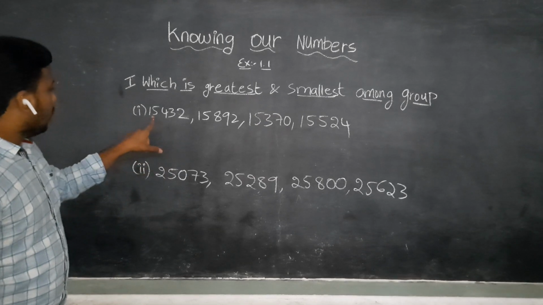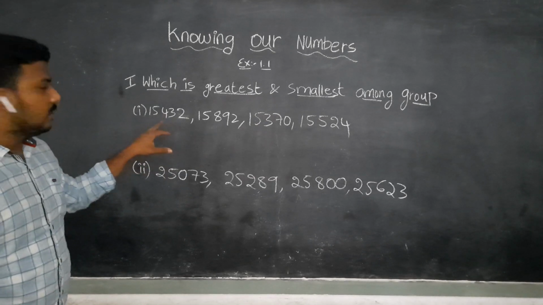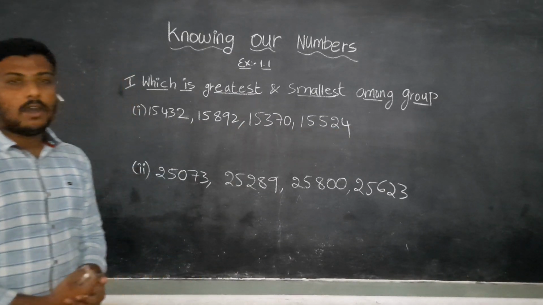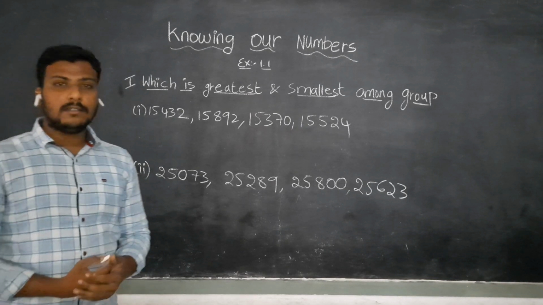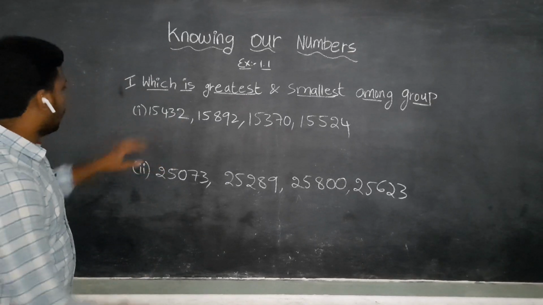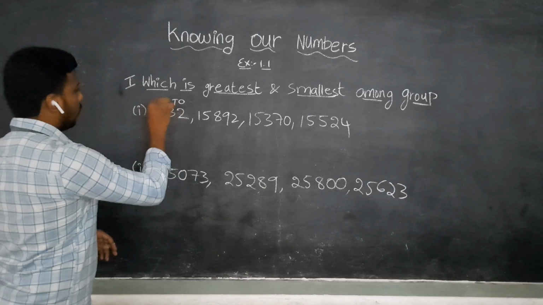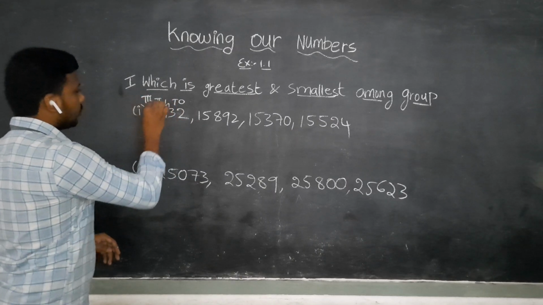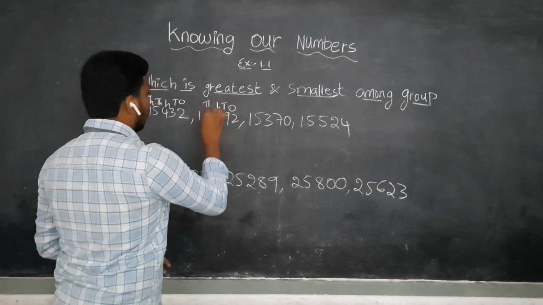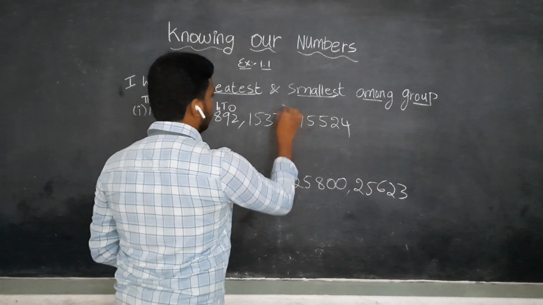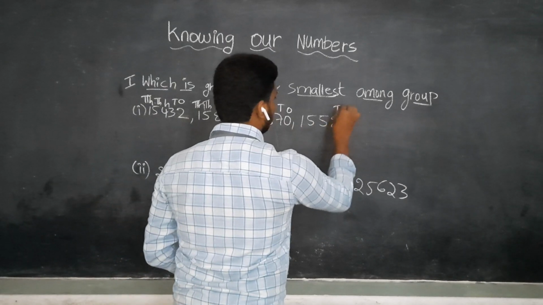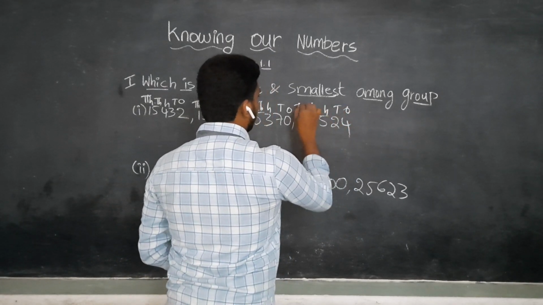By looking at all of the numbers, we find that there are 5 digits. Then how can we know which is greater? By placing the digits in the order of the place value system, we can find that. Understand? Right now we'll see: ones, tens, hundreds, thousands, and 10,000s. The same we have to apply for each and every number.